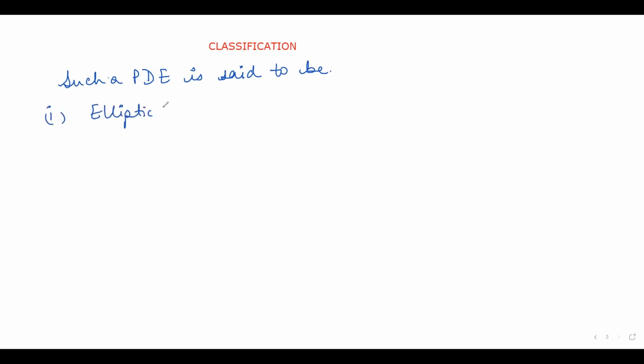Now we'll be talking about the classification. In the classification, such a PDE is said to be elliptic in the first case. Then we'll be talking about parabolic. Then we'll be talking about hyperbolic.